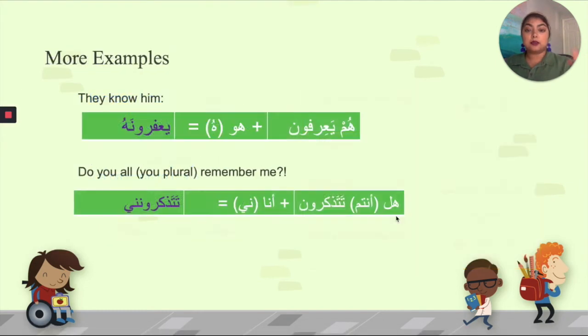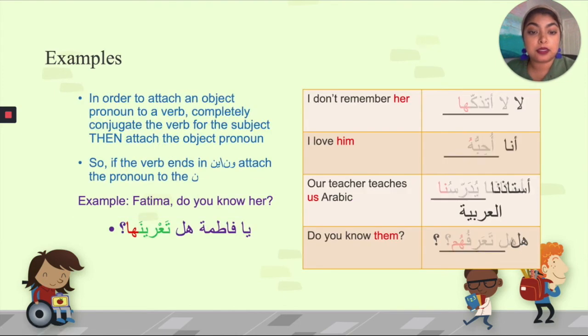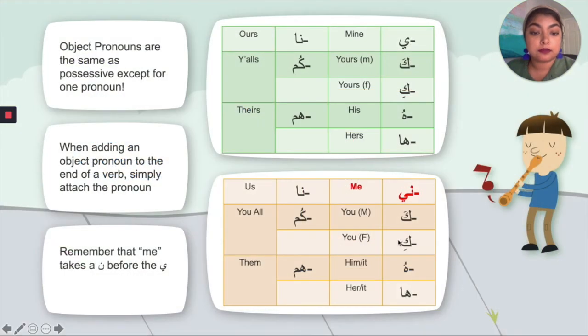So let's look at some other examples here. They know him. We have the verb يعرفون, and we want to add هو, him. And what was the pronoun for هو? Right here. It's just the who.